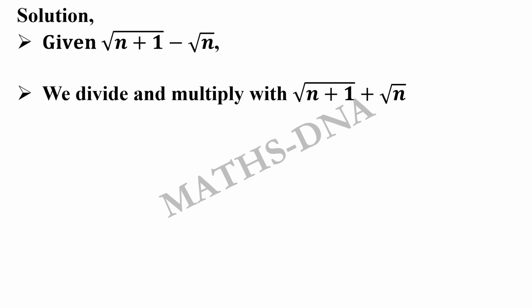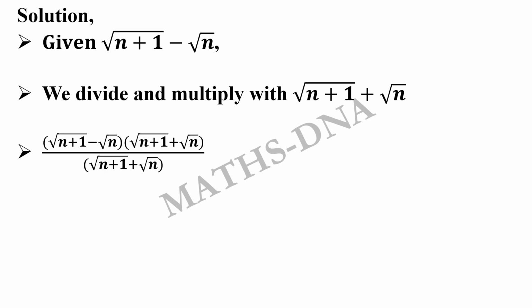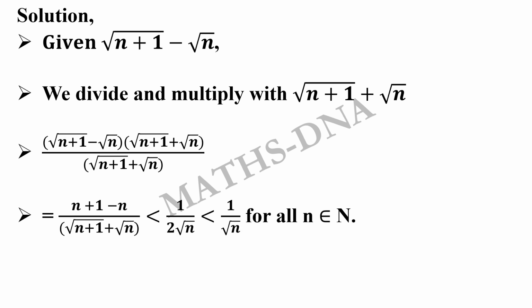1 plus root n. Now when you multiply and divide the given term with this term, you get root n plus 1 minus root n multiplied by root n plus 1 plus root n divided by root n plus 1 plus root n. This will give you n plus 1 minus n upon root n plus 1 plus root n. N gets cancelled out from the numerator and you are just left with 1 upon root n plus 1 plus root n. That will be definitely less than 1 upon 2 root n, and 1 upon 2 root n will be less than 1 upon root n for all n belonging to N.